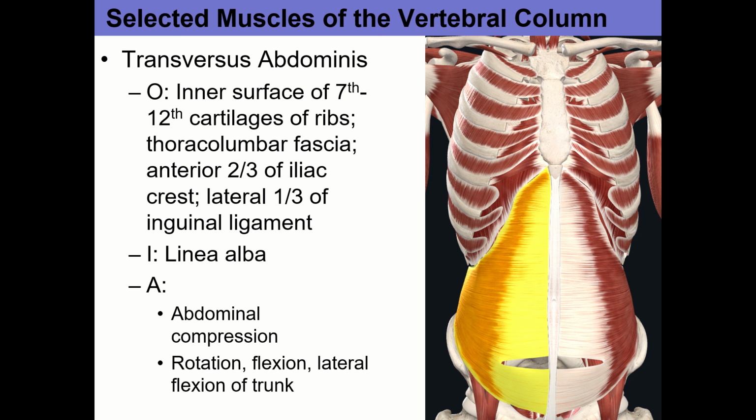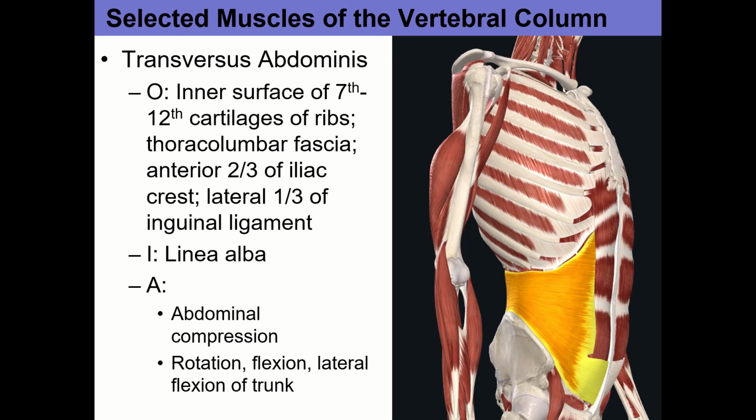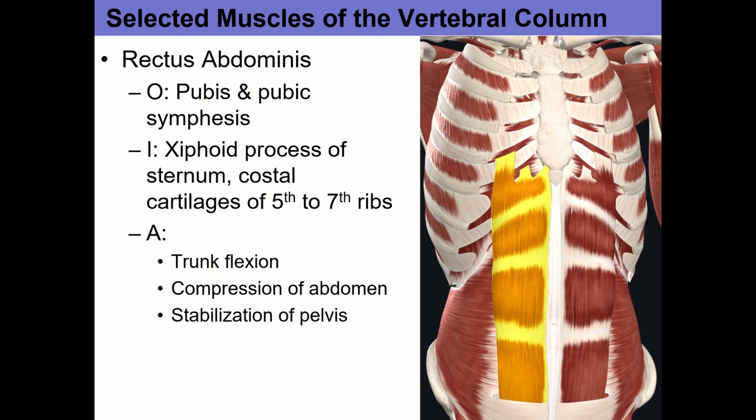But in addition to that, because it's an important stabilizer of the lumbar spine, it's also involved in basically every motion of the trunk. So it's involved in rotation, flexion, and lateral flexion of the trunk. Then we've got the one that everybody knows, if not by name, but it's your 6-pack or 8-pack muscle, which is your rectus abdominis. So you can see rectus abdominis sits superficial to the transverse abdominis.